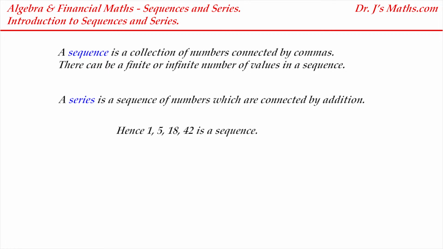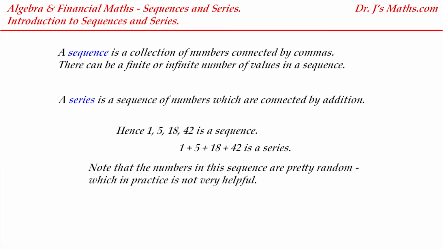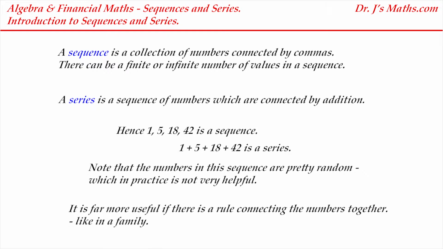Hence, 1, 5, 18, 42 is a sequence. In contrast, 1 plus 5 plus 18 plus 42 is a series. Note that the numbers in the sequence are pretty random, which in practice is not very helpful. It is far more useful if there is a rule connecting the numbers together, just like in a family.